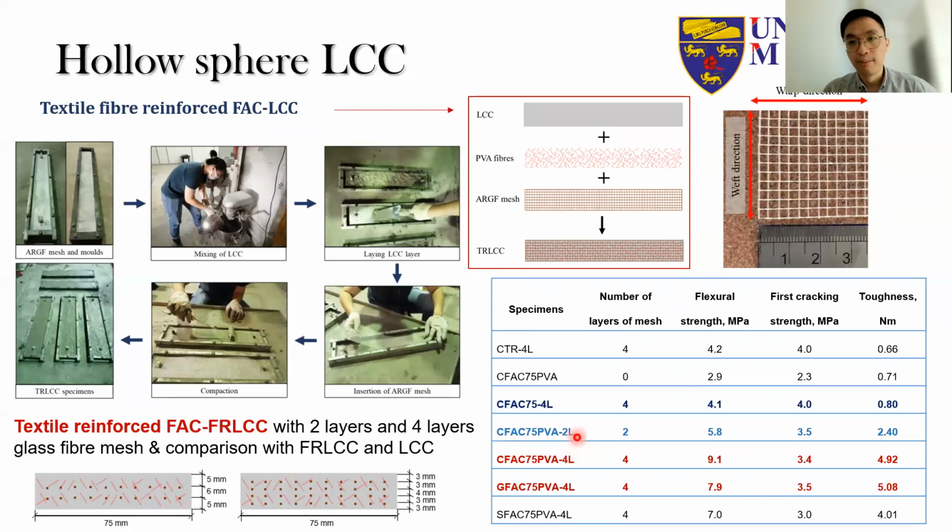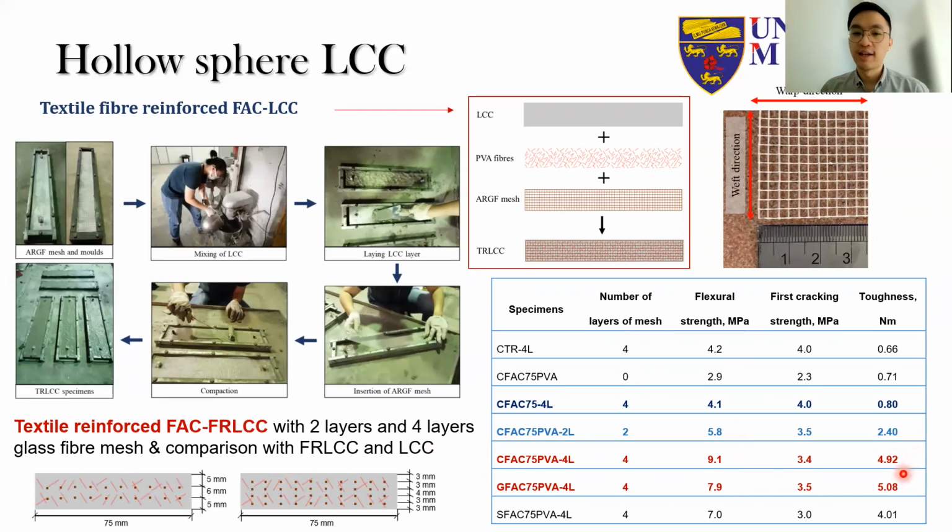So when we increase the number of mesh to 4 layers for our fly ash cenosphere LCC with the PVA fibers, these are the 2 that are highlighted in red. One of them uses only cement, and the other one is with 50% GGBS. What we can see is that with the additional 2 layers of mesh, compared to the one highlighted in light blue, the flexural strength is substantially increased now, and the toughness is also almost double.